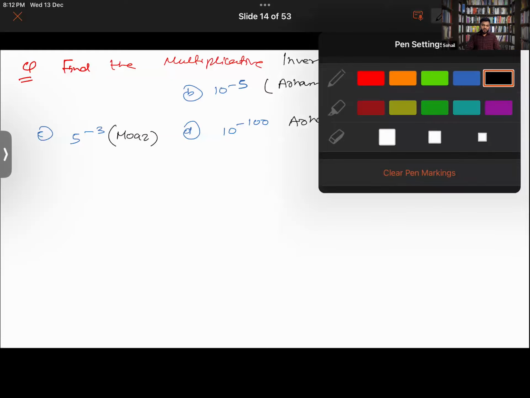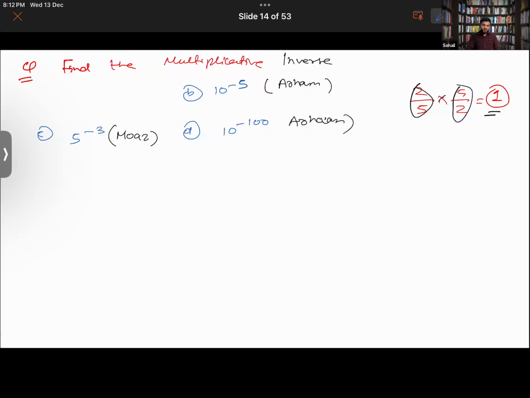Keep in mind, you have to find the multiplicative inverse. In numbers, we have to multiply with which number so that we get the resultant value as 1? So, Arham, will you please repeat your answer? So 1 upon 10 to the power 100 and 10 upon 1.